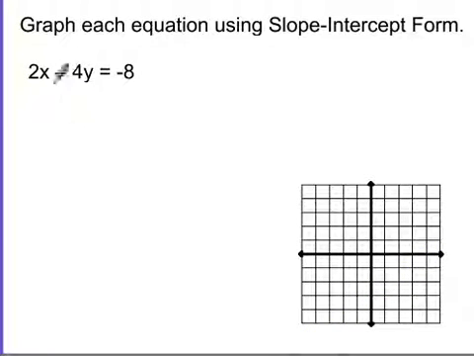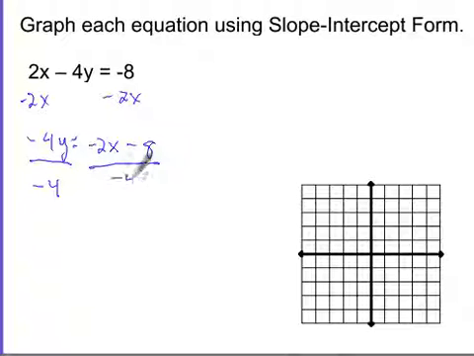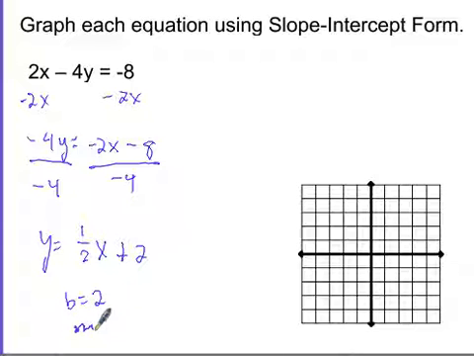Let's graph this one. What do I need to do first? Subtract 2x. So -4y equals -2x minus 8. Divide by -4. Y equals 2/4, which simplifies to 1/2, and it's positive 1/2 x. Minus 8 over -4 is a plus 2. So the y-intercept is 2, and the slope is 1/2. Y-intercept is 2, and the slope is up 1/2.